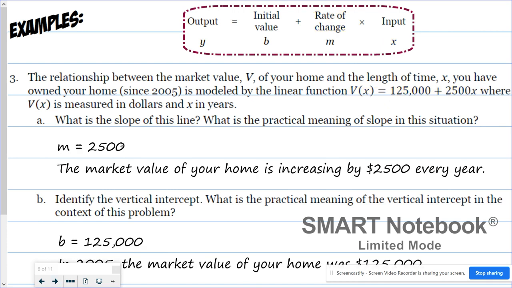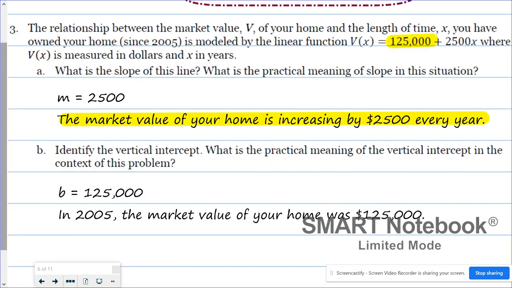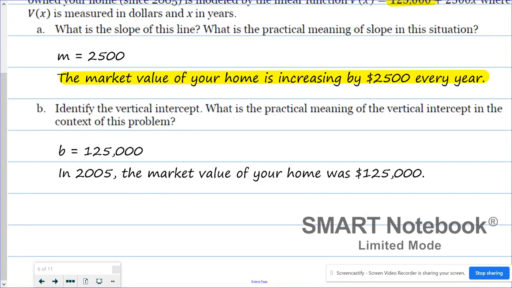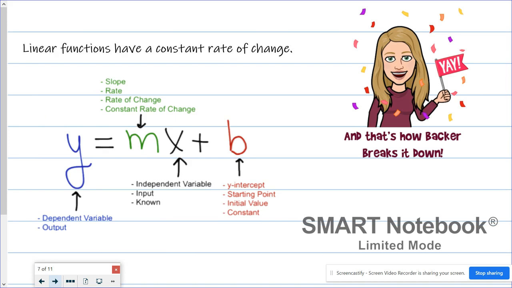Okay, so observe. So I said the slope is 2,500, right? And I said that the market value of your home is increasing by $2,500 every year. So since the slope is positive, the value is increasing. Now that $125,000, that was the vertical intercept of the function. And its meaning here is it's the initial value of your home. Or even better, in 2005, the market value of your home was $125,000.